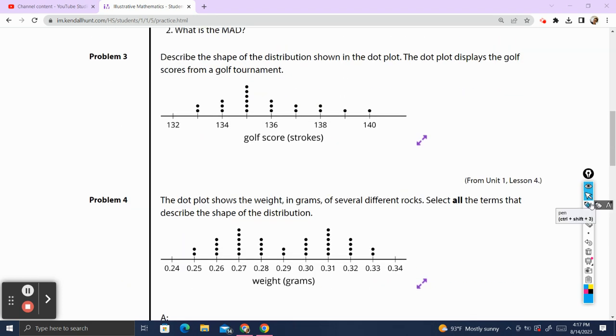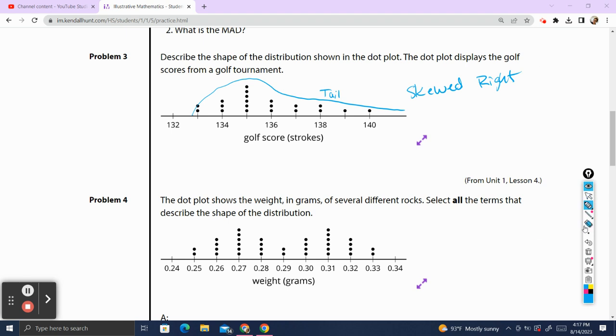Problem number 3. Describe the shape of the distribution shown in the dot plot. The dot plot displays the golf scores from the golf tournament. So I always like to trace my distributions when I'm doing this. As I'm tracing this, I notice that I come out with a tail. This guy's my tail. Whenever I have a tail, that means my graph is skewed. My tail is on the right side of the graph, so the shape is skewed right. That's it.